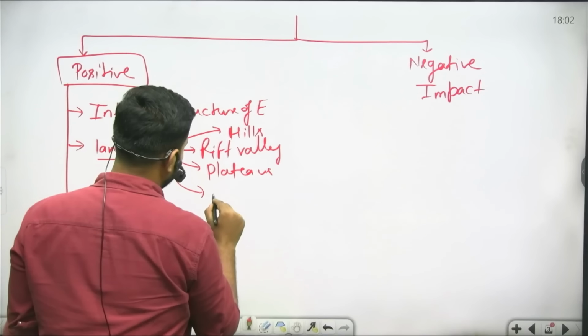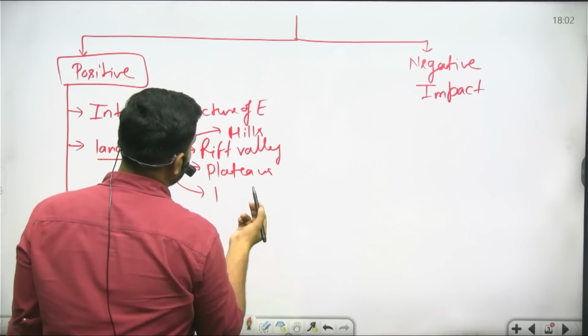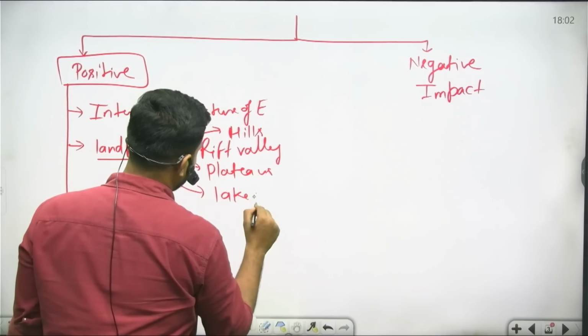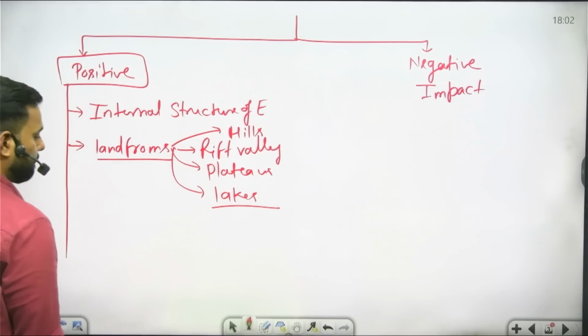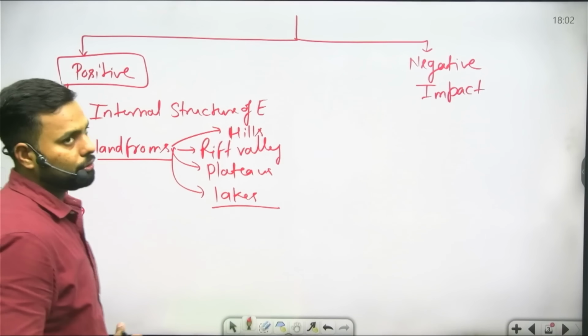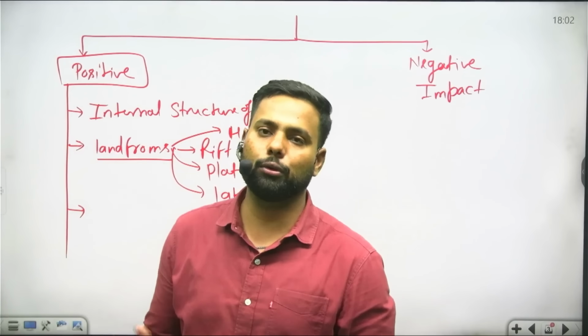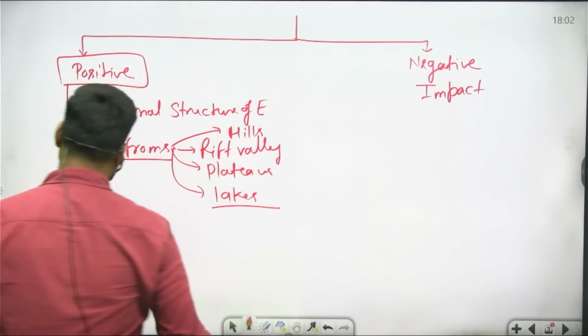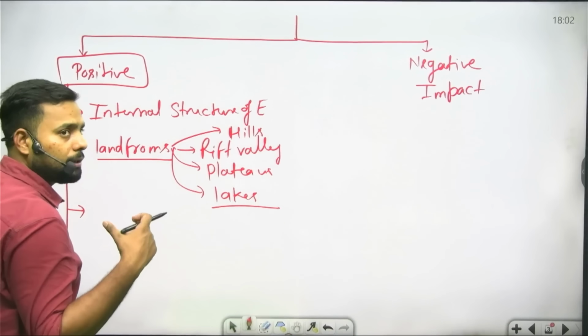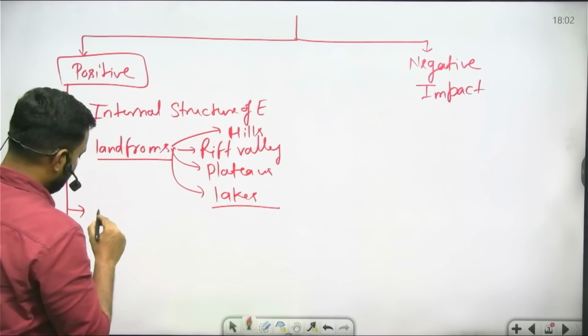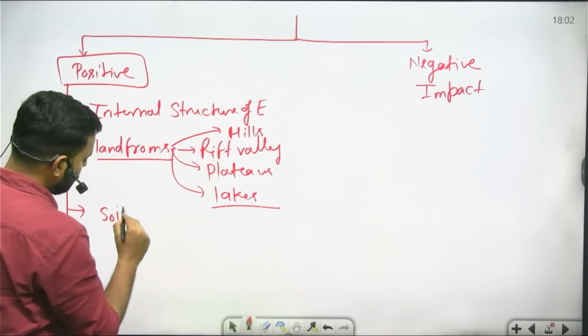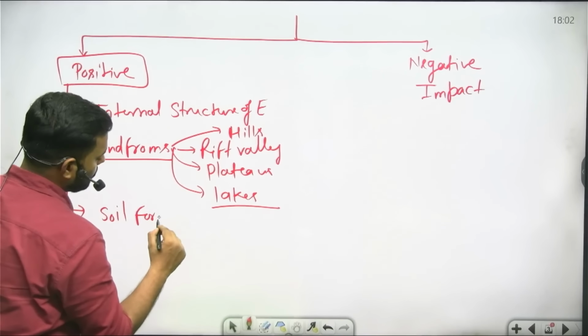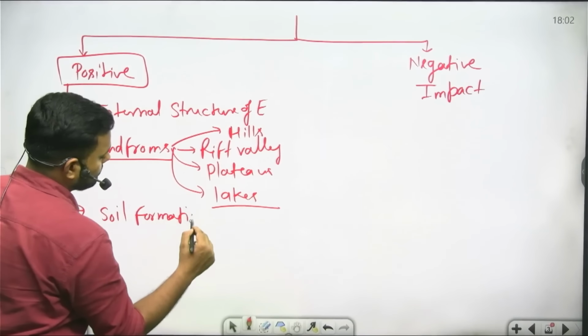You can say that artificial या नेचुरल लेक्स बन सकते हैं बिकॉज ऑफ डिप्रेशन. ये हो सकता है. बिकॉज द मोर द अर्थक्वेक इज कमिंग एंड द मोर द earthquake is occurred over the earth's surface, the rocks are broken, and the more the rocks are broken, it will help in the formation of soil. तो soil formation में भी help करता है. ठीक. और क्या हो सकता है भाई?